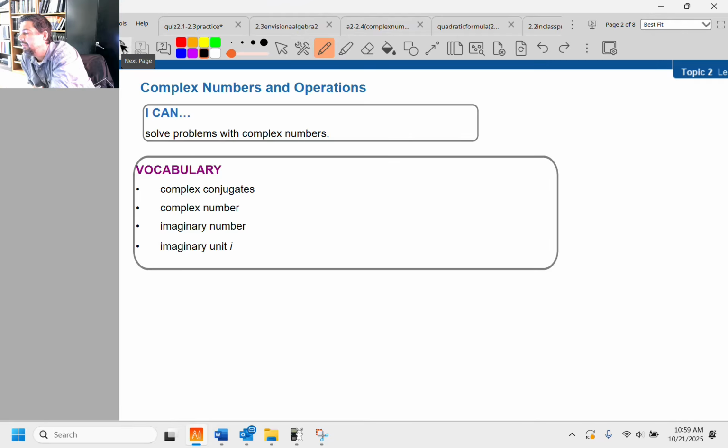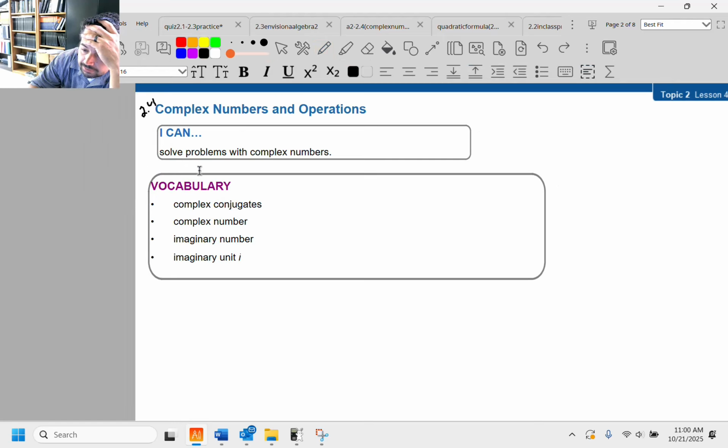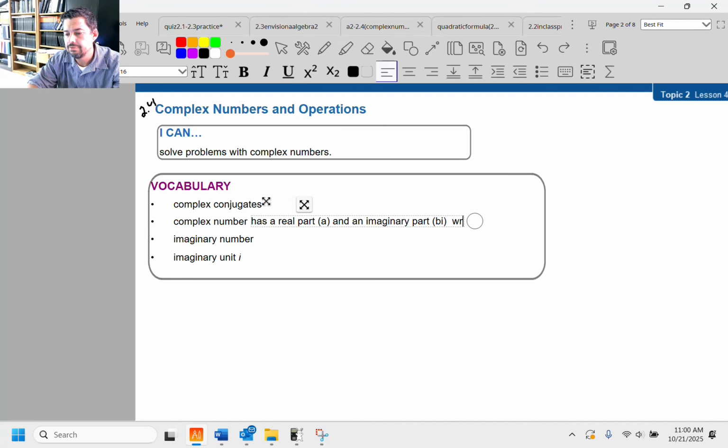All right, so here is 2.4, which is complex numbers and operations. Our vocabulary is what's called a complex conjugate. I will define that later. We have what's called a complex number, and this stuff needs to be defined. A complex number has a real part and an imaginary part. A real part that we call A, and an imaginary part that we usually refer to as BI. And it's written in the form A plus BI. All complex numbers are written in that form.